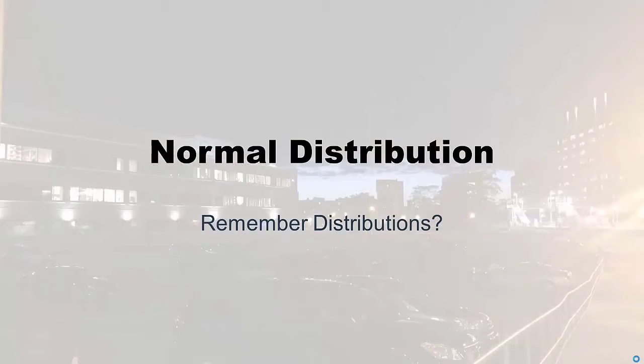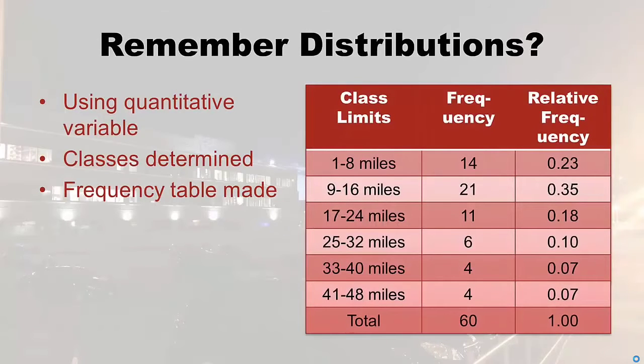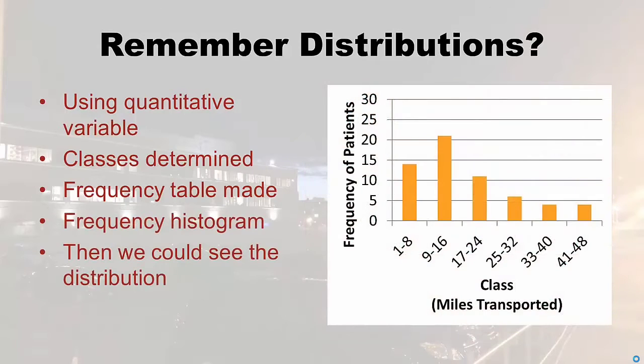So remember the normal distribution. In fact, remember distributions at all, right? A lot of people sort of forget this by the time we get to Chapter 7, but I just wanted to remind you. This was from an earlier lecture. We had a quantitative variable, which was how far patients had been transported. And we determined classes, and we made a frequency table. So remember that? And then after that, we made a frequency histogram, and it made a shape.